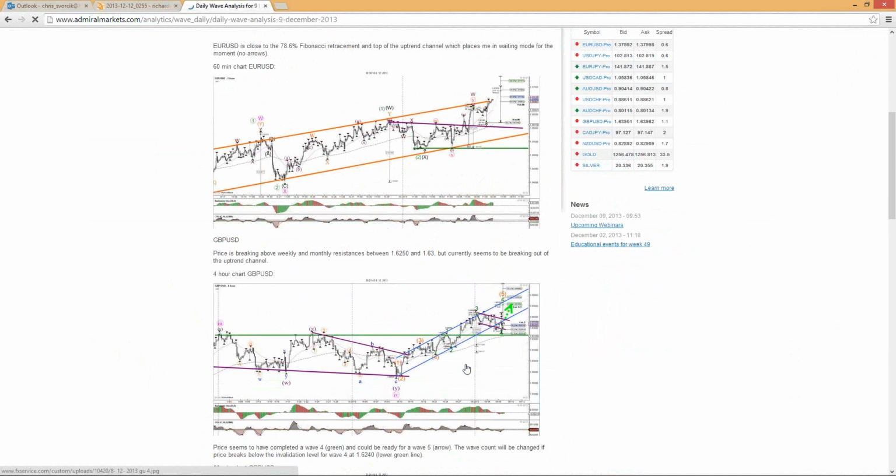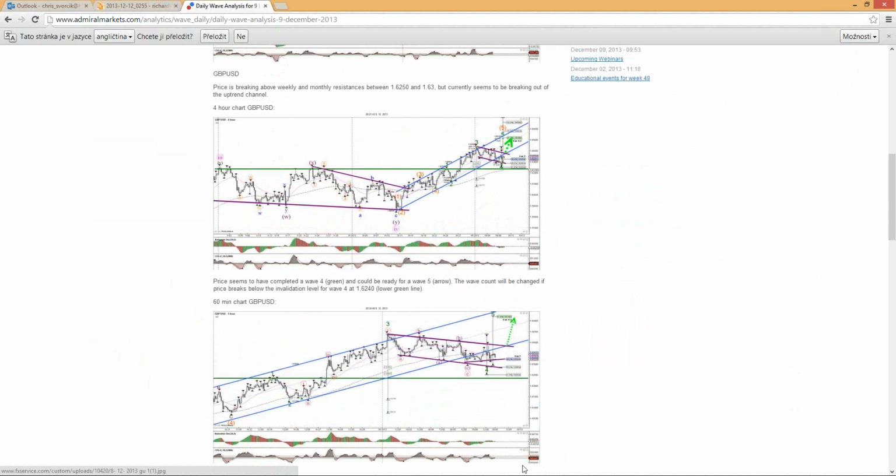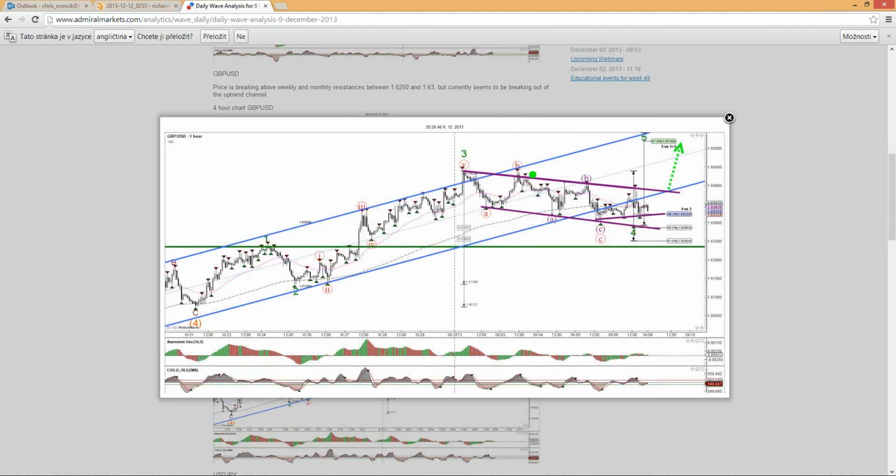Pound dollar here. This was before the break. The wave count, I was saying this is a bull flag, waiting for a break here with the green arrow. So that was the trade I was suggesting that is a good probability. So that was a good breakout trade on the cable.